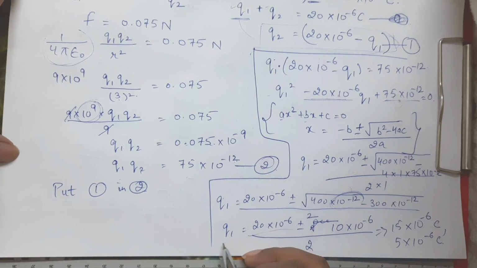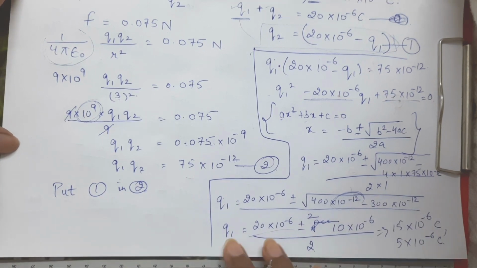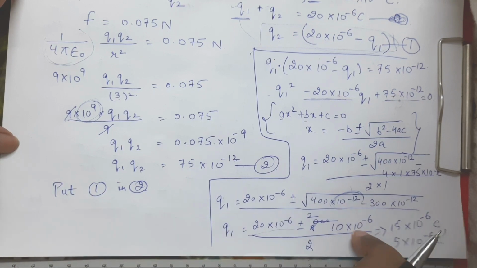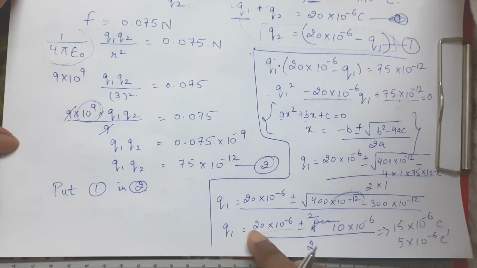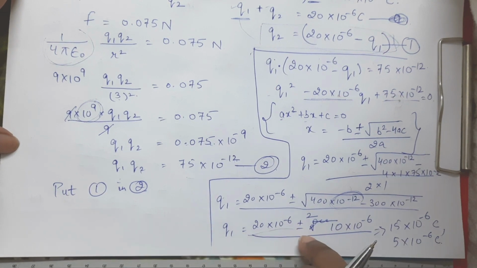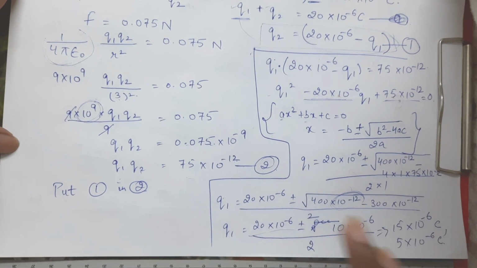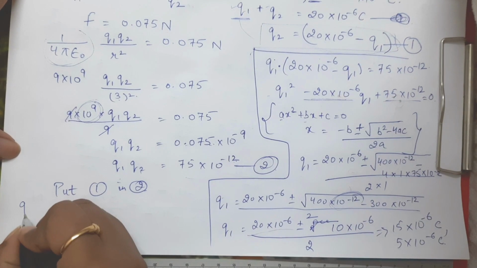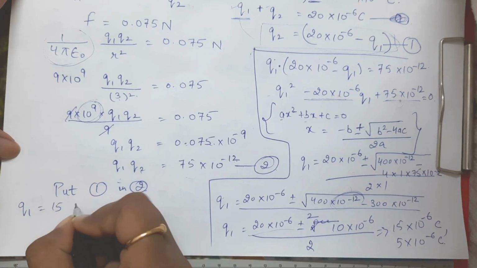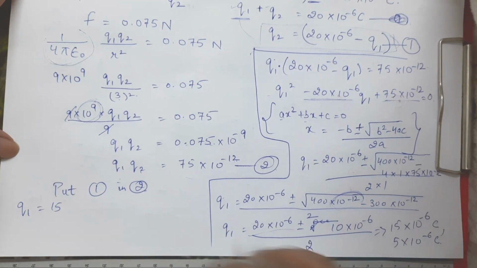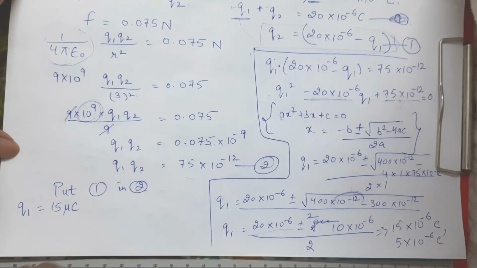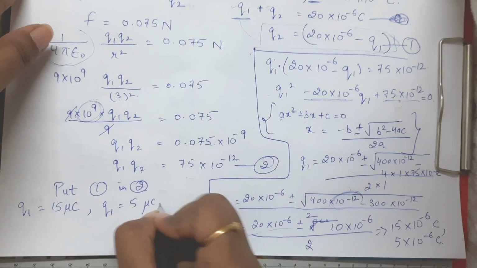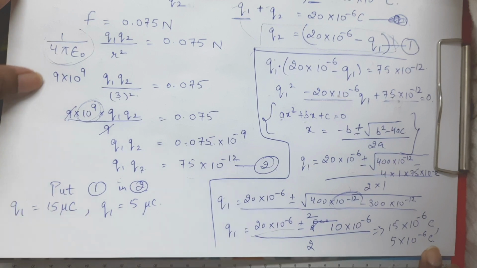So from here what you are going to get is q1 equals to 20 into 10 raised to power minus 6 plus 10 into 10 raised to minus 6 by 2, and 20 into 10 raised to minus 6 minus 10 into 10 raised to minus 6 by 2. On solving, you are going to get these two values. So basically Q1 can be equal to 15 into 10 raised to minus 6 coulomb. I can say this is microcoulomb, or you can get Q1 equals to 5 microcoulomb, right? Because this is also 10 raised to minus 6.